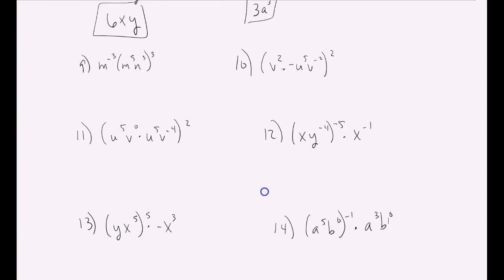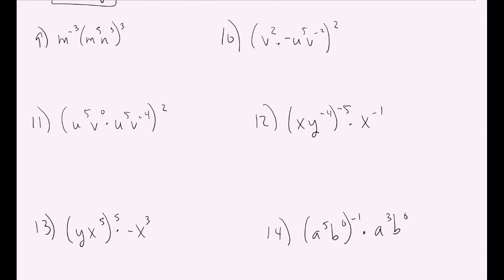So we start with number 9, and the way I'm going to do it is the power to the power first. So I'm going to recopy the m to the -3, and then it's going to be times m to the, that would be a 5 times 3, which is a 15, and then n to the 9th, because it's a power to a power, so you've got to make sure you distribute that 3 to both of them, okay? Then in the end, I've got 2 m's, so I get to add their exponents, so that would be, what would that be there? That would be equals m to the 12th, n to the 9th.